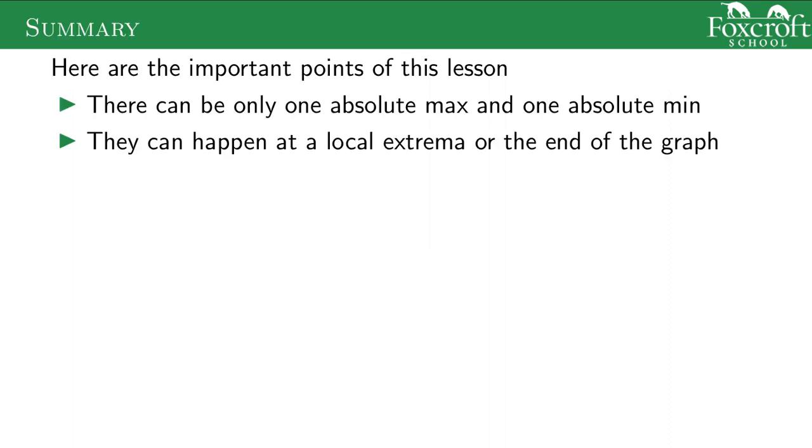As always, our goal now is to do this without being given a graph, and do it with a function or an expression. It can only be one absolute max and one absolute min. Just remember that if you're getting asked for one of them, you shouldn't get multiple answers. You're going to find multiple things that might be it, but there's only one final answer. And they can happen at a local extrema or the end of a graph. So we saw if you had a thing that looked like this, the absolute max happens at the end, but the absolute min happens in the middle. This will be important going forward.